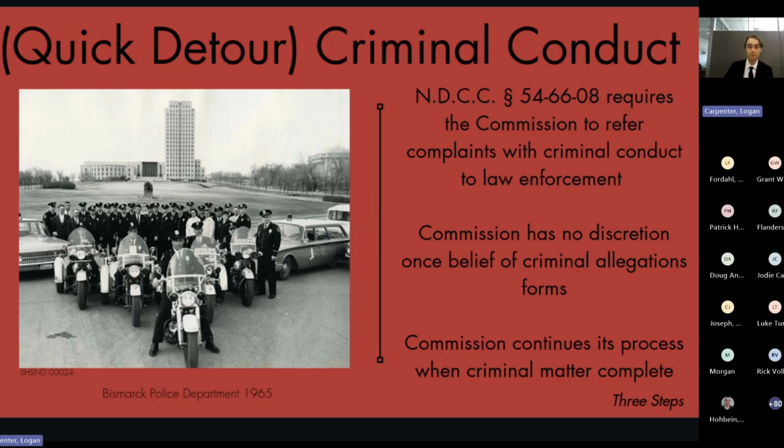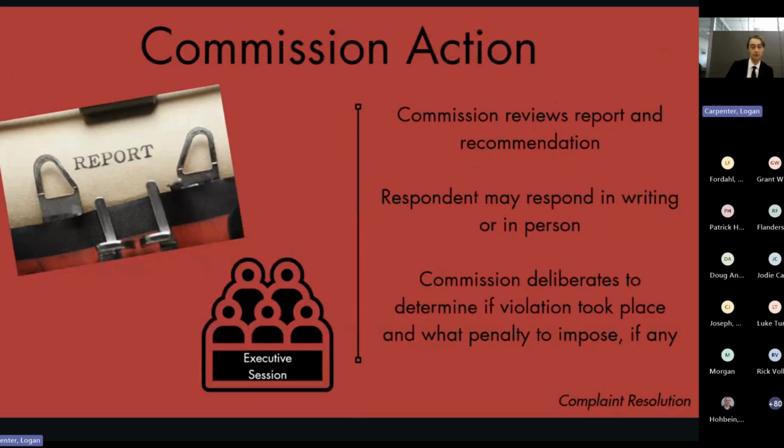So let's jump back into the commission's process, assuming it did not need to refer the matter for criminal review, or if it did, that process has completed. At the end of the commission's investigation, the executive director will prepare a report and recommendation for the commission. It is important for us to note no complaint has yet reached this part of the process. However, as complaint numbers continue to rise, the commission will eventually reach this part of the process.